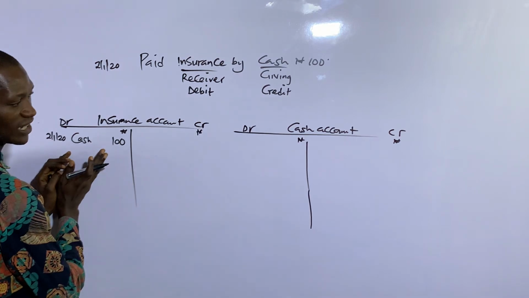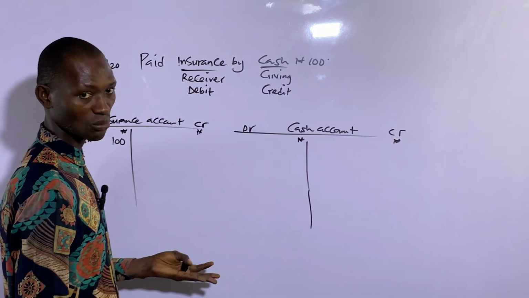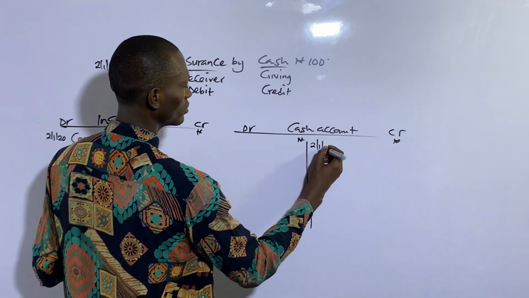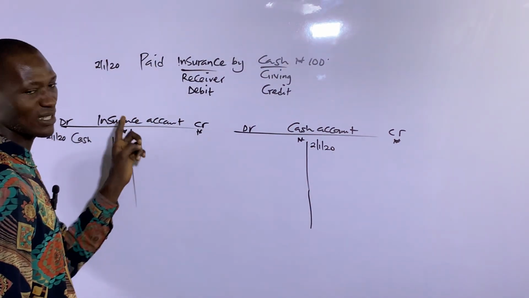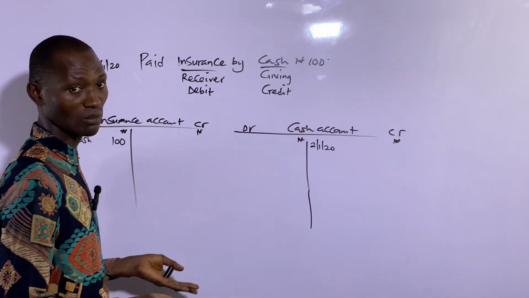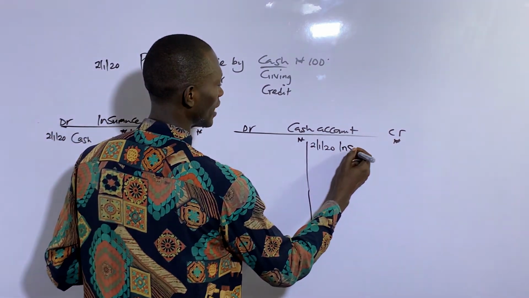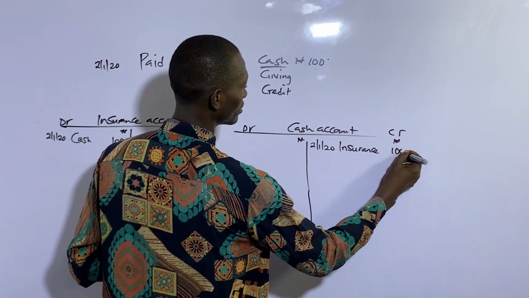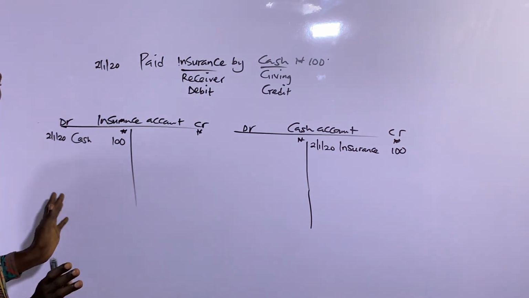Then for every debit entry, there must be a corresponding credit entry. That's the double entry principle. So the same date, 2/1/20. Cash is paying insurance. That means XYZ is paying insurance, perhaps an insurance premium, maybe they insured one of their assets. So that's 100. It's as simple as that. I hope this is understood.